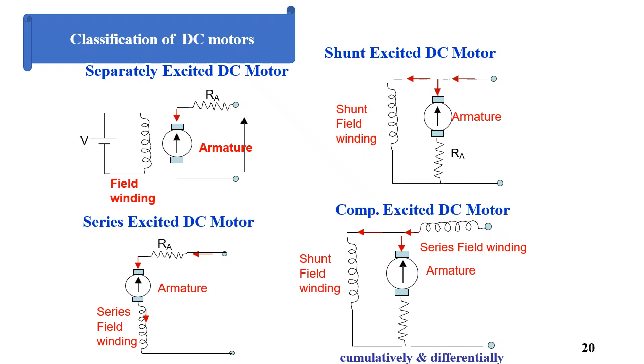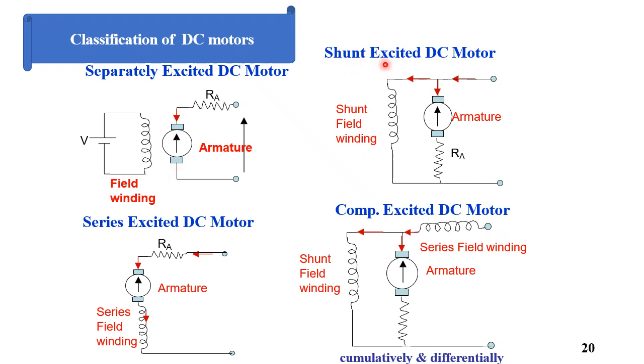For the classification of DC motors, we can classify DC motors from the point of view of the connection of the field. We have the first connection, or the first classification is separately excited DC motor, where the field winding is connected to a battery and the armature is connected to another battery. So the field is separately excited over an external circuit, not energized by the back-induced EMF.